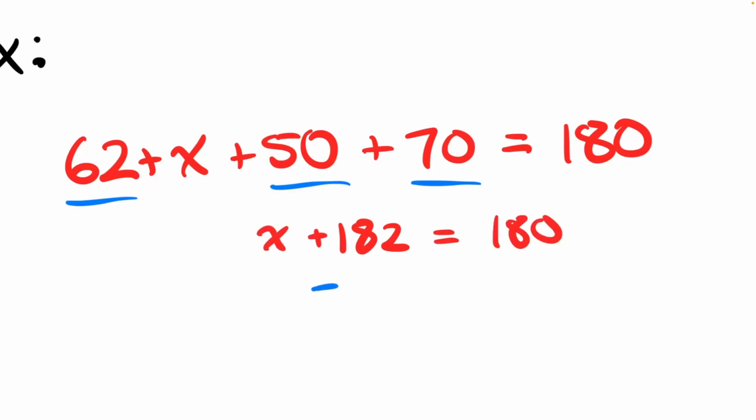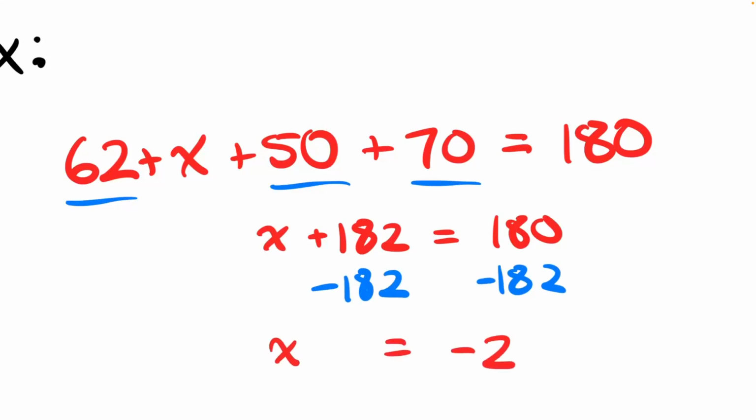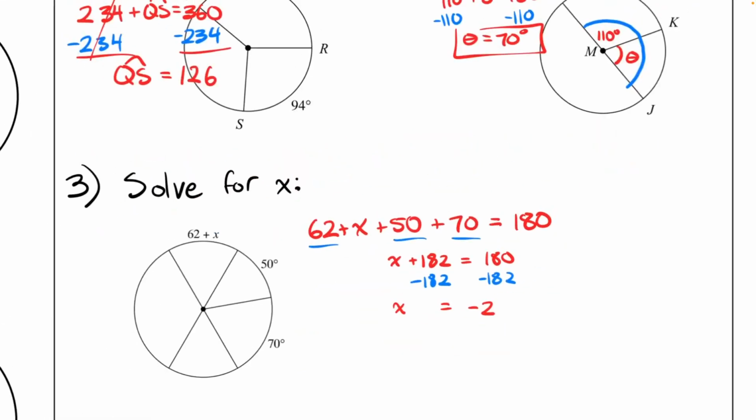I can do this next step for us, minus 182, minus 182. And then from there, X is equal to -2. Is that possible? Can I have X to be a -2? Yes, but you can't have a negative angle. X can be anything you want as long as it makes a positive angle.